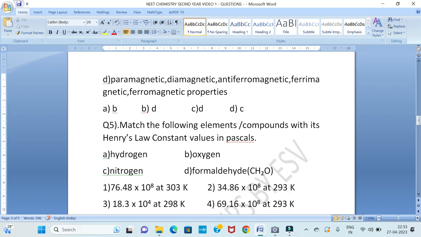Match the following elements or compounds with their Henry's law constant values in pascals: hydrogen, oxygen, nitrogen, formaldehyde. What is the answer?